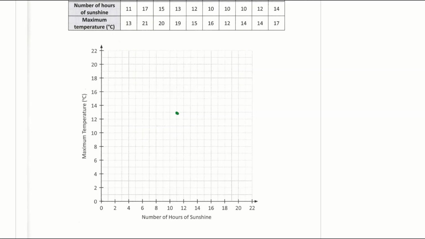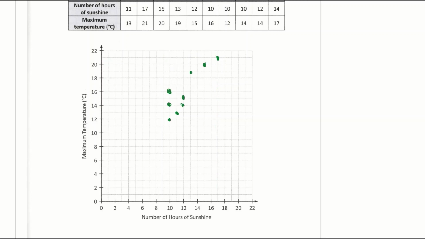So 17 hours of sunshine and it's going up to 21. So I come up to my 17, so you can draw a dotted line like this if you want, and come across from 21, which is here. So my coordinate is here. So let's just see what the table would look like when it's complete, or a scatter plot, I mean.